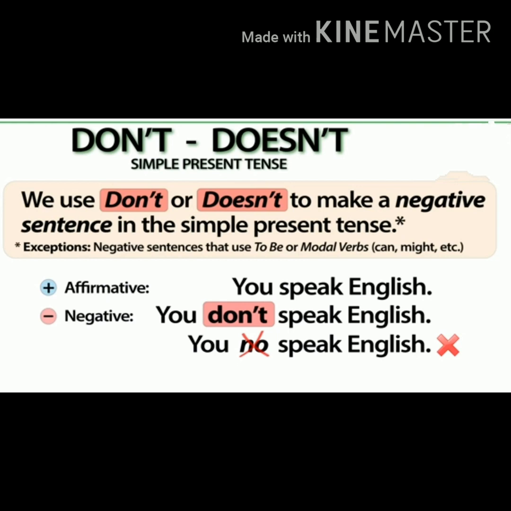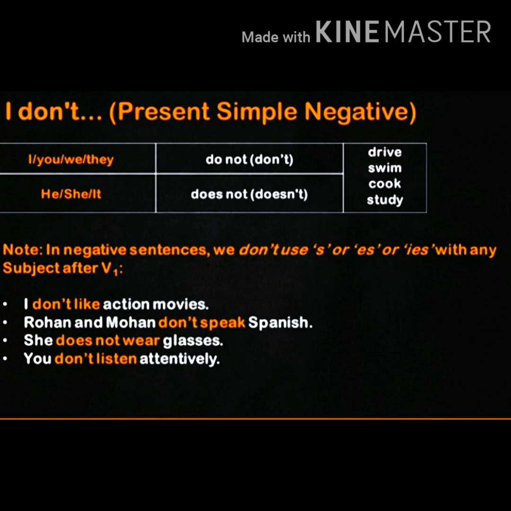Now, let's go further. Present simple negative. When the sentence has I, you, we, they, then we can use don't, or you can say do not. Don't is the short form of do not. And when we have he, she, it, then we will use does not, or you can say doesn't. Here, just look at the examples. I don't like action movies. Rohan and Mohan don't speak Spanish. She doesn't wear glasses. You don't listen attentively.